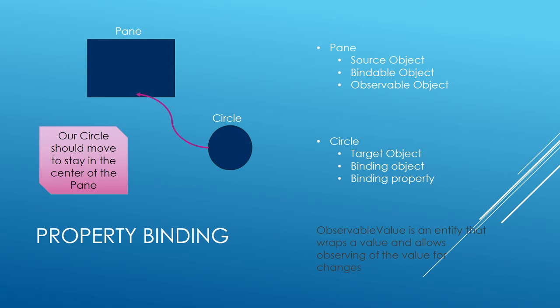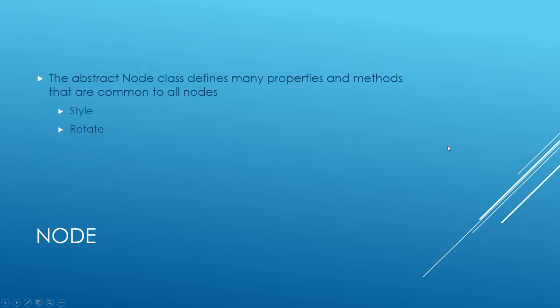kind of watching. So the observable value is an entity that basically wraps the value and allows observing of the value to be changed. So our circle could have an observable property set to the center locations of the pane, and if those locations changed, the circle could adjust and move itself in coordination with the pane.